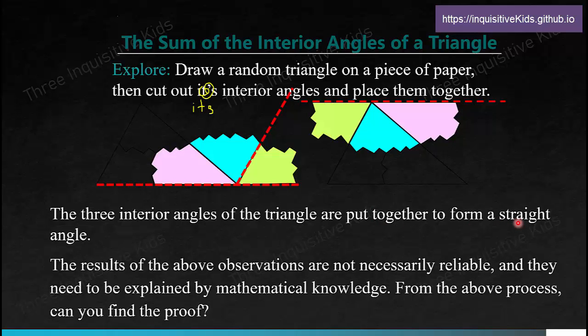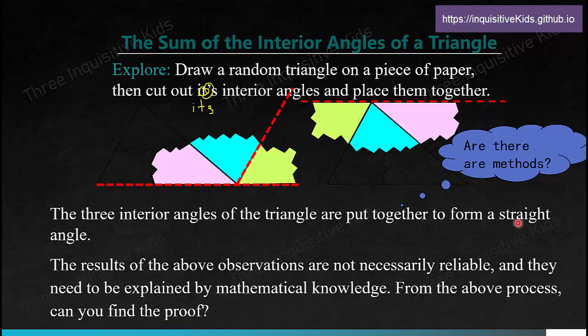The results of the above observations are not necessarily reliable, and they need to be explained by mathematical knowledge. From the above process, can you find the proof of how this works? Are there other methods?